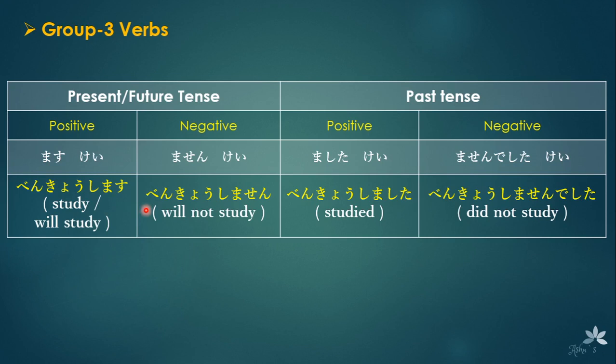Now let's see an example from group 3. Benkyou shimasu, study or will study. Benkyou shimasen, will not study. Benkyou shimashita, studied. Benkyou shimasen deshita, did not study. Benkyou shimasu is a third group verb.